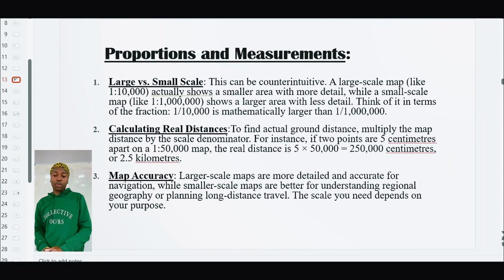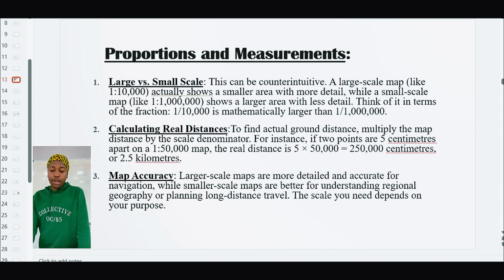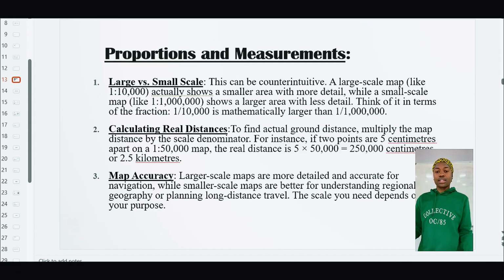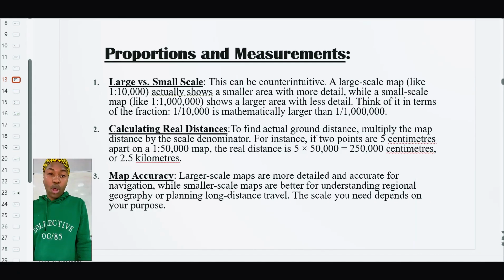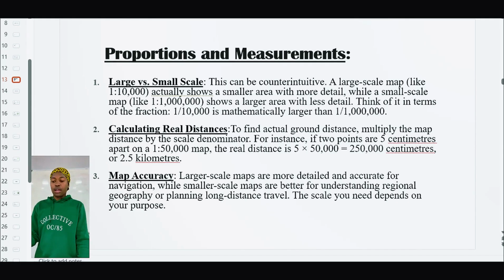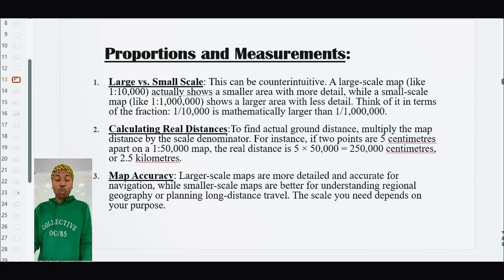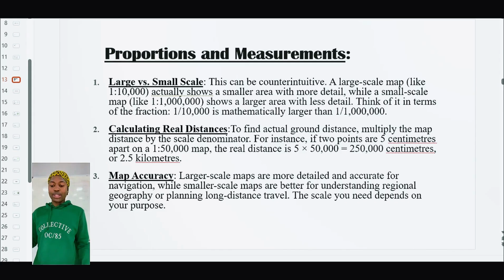Then we take a look at proportions and measurements. Large scale versus small scale. This is counterintuitive, something that is unexpected. A large scale map like 1:10,000 actually shows a smaller area with more detail, while a small scale map like 1:1,000,000 shows a larger area with less detail.